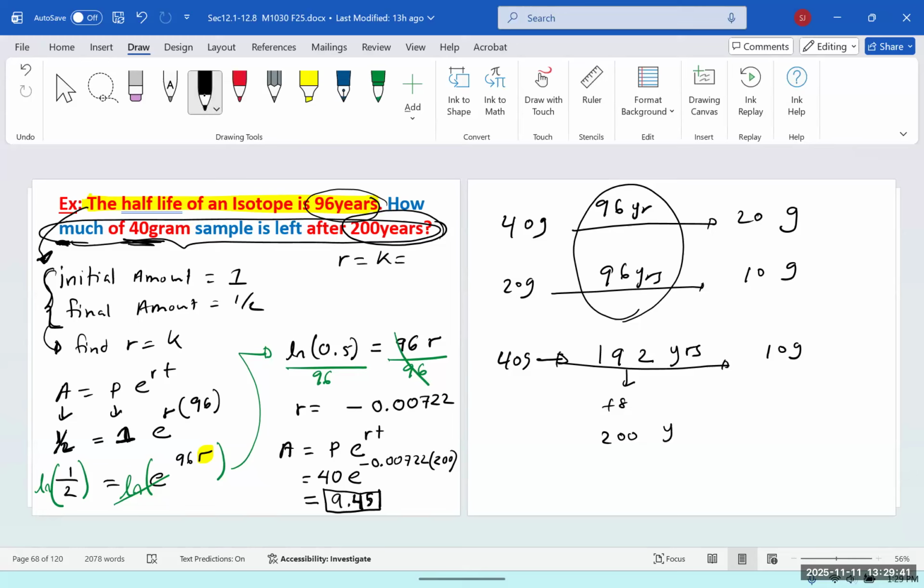You waited 200 years. Now, how much does this 400 gram turn into after 200 years? It's definitely less than 100. To find exactly how much, we use this formula, and we get 94.5 gram. Okay. This is what half-life means.